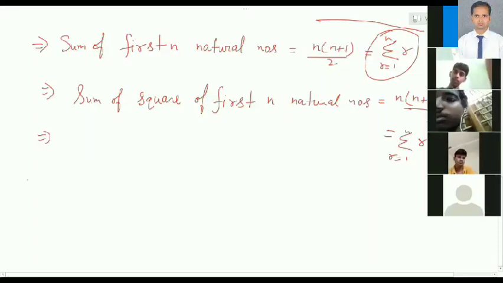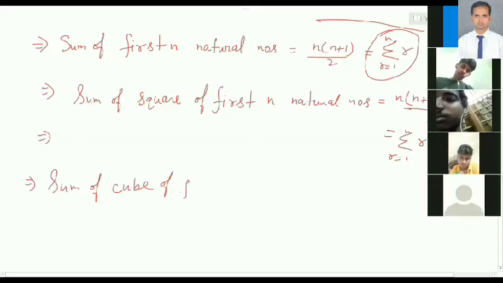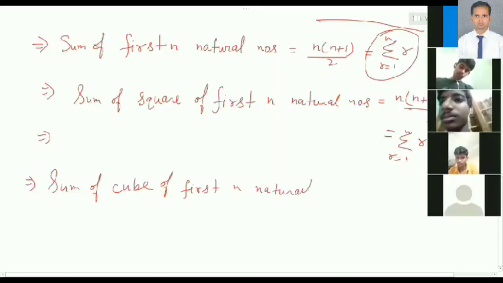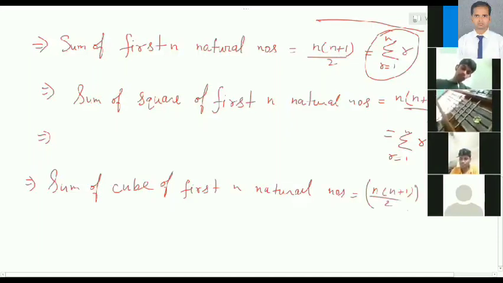Now next will be what? Sum of cubes of the first n natural numbers. n into n plus 1 by 2, the whole square. Very good. n into n plus 1 divided by 2, the whole square. And this we can write in summation form: summation r cube, r equal to 1 to n.